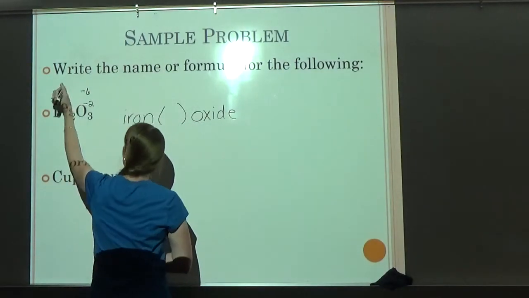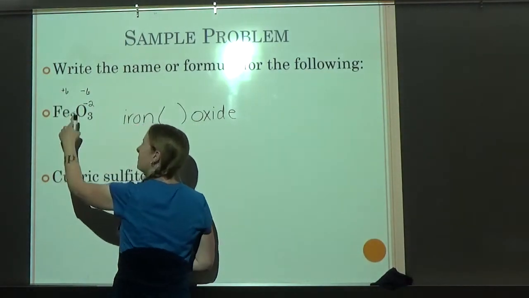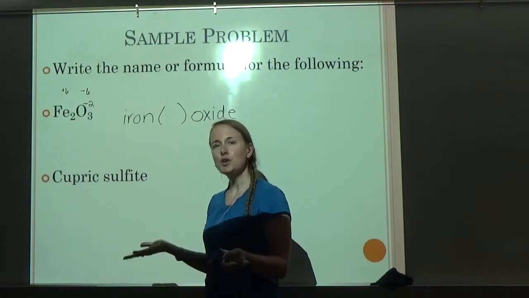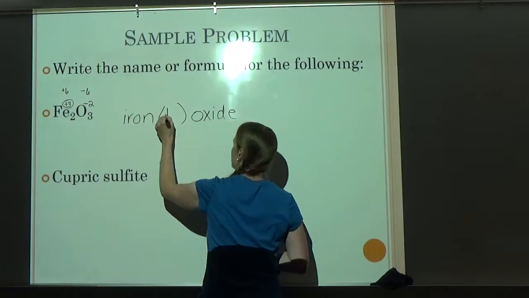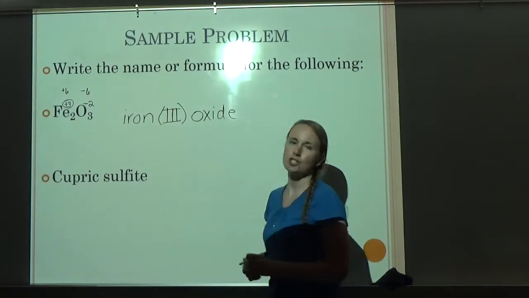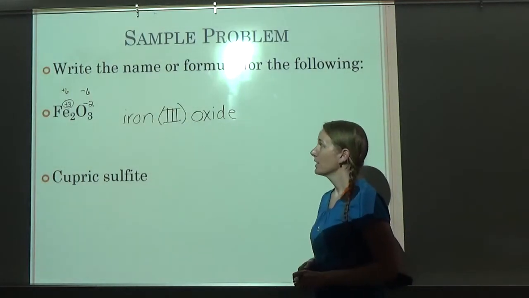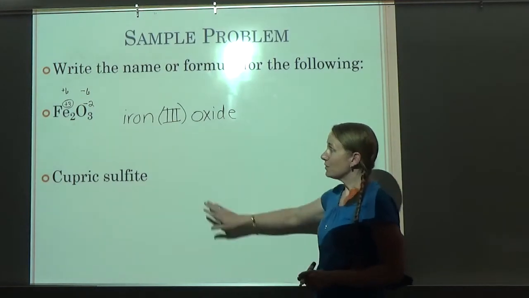What cancels out a -6? A +6. But I'm going to split that between 2 atoms. So each atom would have a +3 charge. So 3 is what should go in as my Roman numeral. Alright, so let's look at our next one.